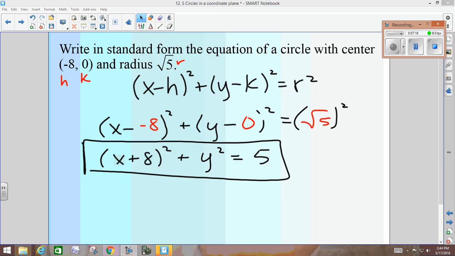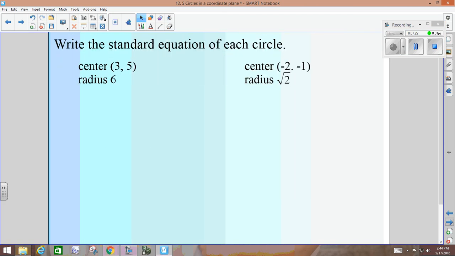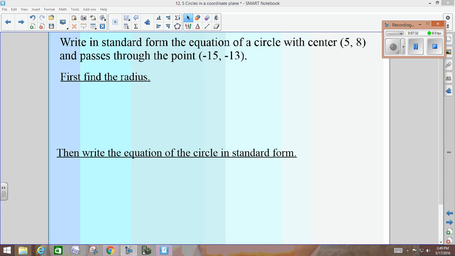I want you to practice this again on the other side, and there's 2 of them right below the big graph where you have to write the equation. You got center at 3, 5, and a radius of 6, and then do it again with the other one right next to it. Write in standard form the equation of a circle with center 5, 8, and passes through the point negative 15, negative 13. Okay, so it's kind of like the very first one we did, and then the 2 on the back.